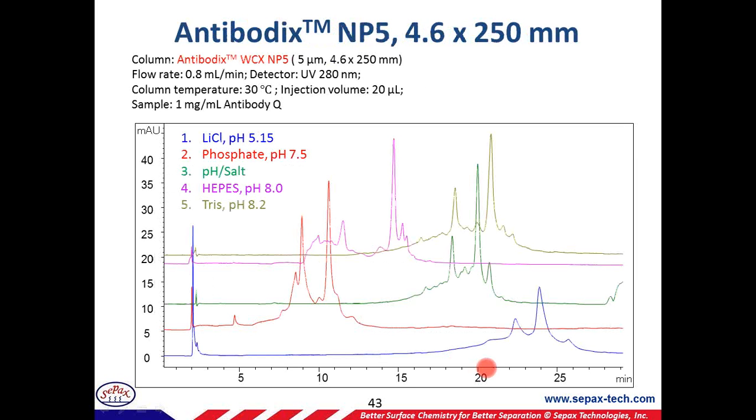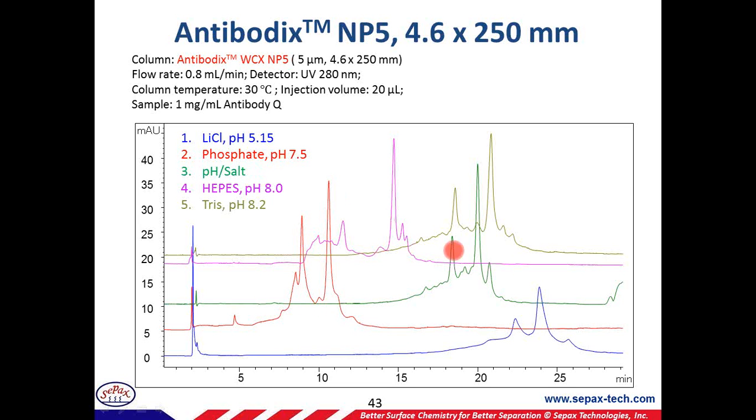Antibiotics, we tried antibiotics MP5 first with all these 5 buffer systems with the lithium chloride pH 5.15. It has some separation, but not very well defined peaks. Here just some shorter, and with the phosphate buffer, it's actually not too bad. It elutes early though, and also it has some separations between the peaks.